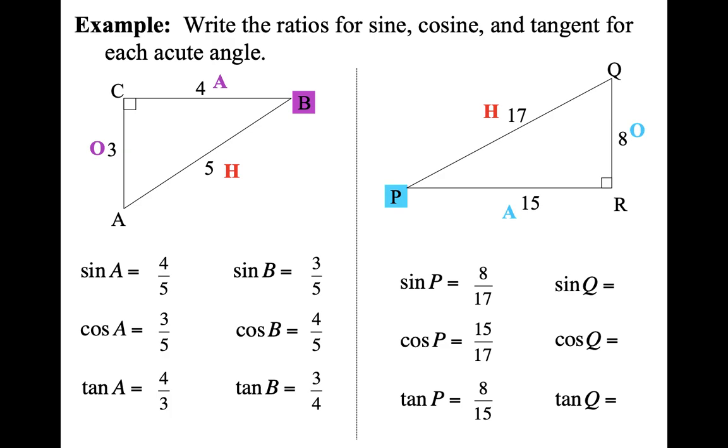Next, we're going to change our perspective to angle Q. So from the perspective of angle Q, the opposite leg is 15, the adjacent leg is 8, and the hypotenuse remains the same, opposite the 90 degrees, is 17. So sine of Q, opposite is 15 over hypotenuse, which is 17. The cosine of Q, adjacent is 8 over hypotenuse, 17. And the tangent of Q is opposite over adjacent, which is 15 over 8.